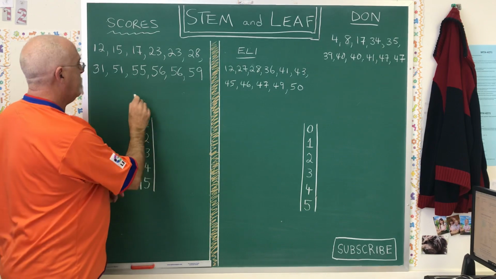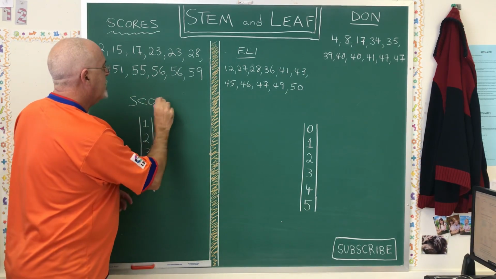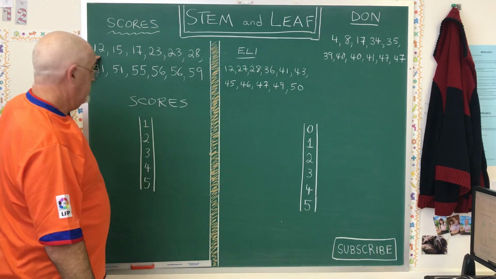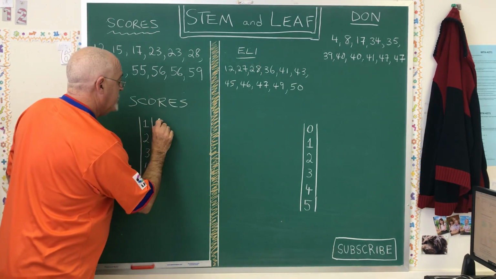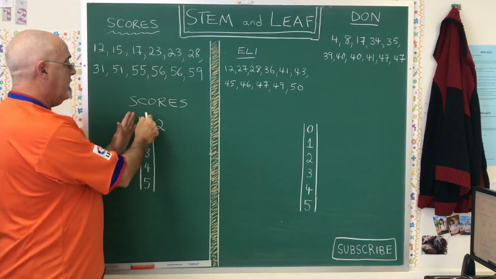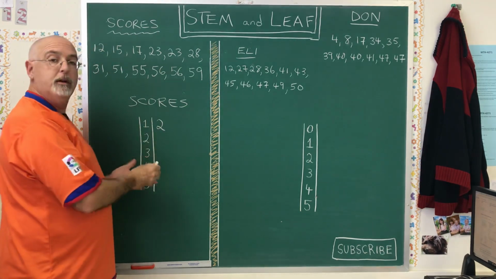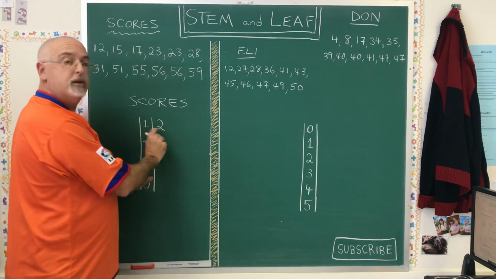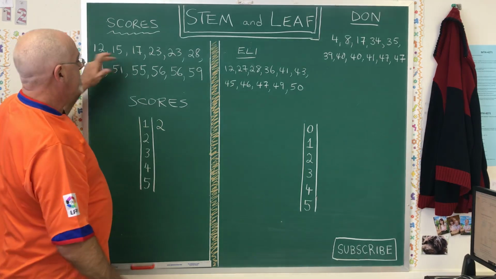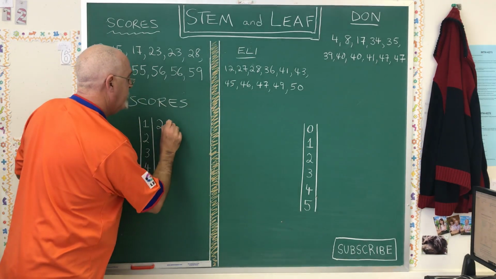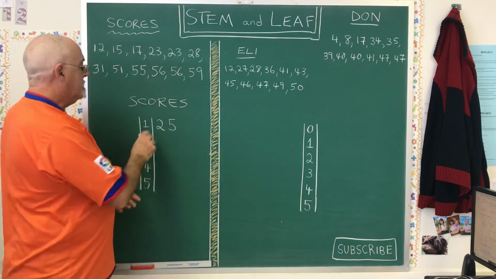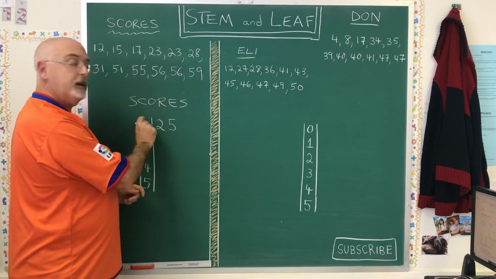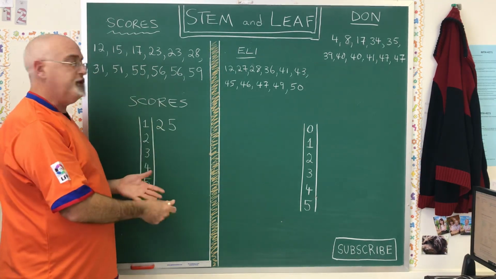The first thing I'll do is put a title, and I'll use the same title, scores. And then the first value I have is a 12. The way I put that in is I put a 2 here beside the 1. The 1 in between the bars is the first digit of a 2-digit number, and then the 2 that I write here is the second digit, and I can read that it's 12. The second number is 15, so I put a 5. Now I'm reading the data, I can say 12 is my first value, 15 is my second value.